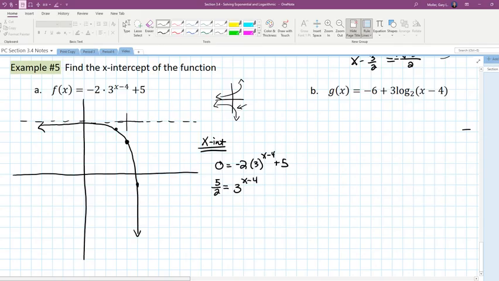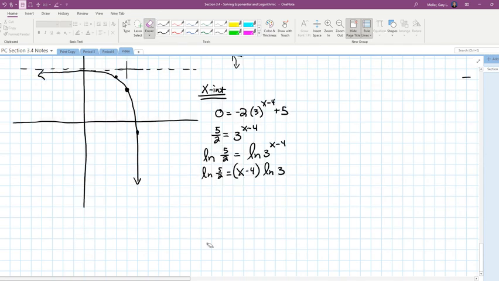At this stage, it's logarithm time. So I'm going to use natural log just because it'll work and it's easier to write. So natural log of 5 halves equals the natural log of 3 to the x minus 4, which is the natural log of 5 halves equals, bring the x minus 4 down, natural log of 3. I'm going to divide by the natural log of 3.